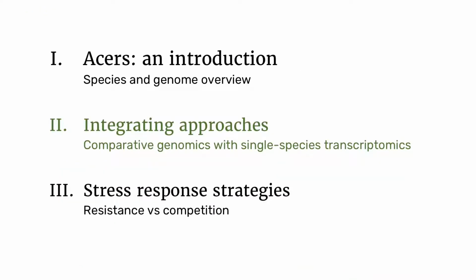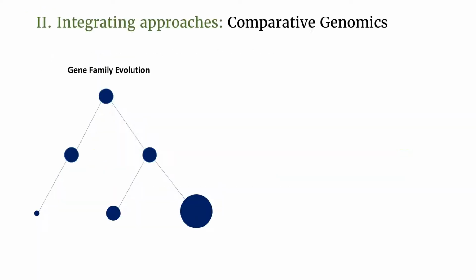So next we'll move on to the methods. The first set of data we generated was from comparative genomics. This was done including Acer yangbiense, the only other Acer genome available at the time, and about 20 other plant species. So you take all the genes and group them into families by sequence similarity, and this can be used to predict evolutionary changes in families.